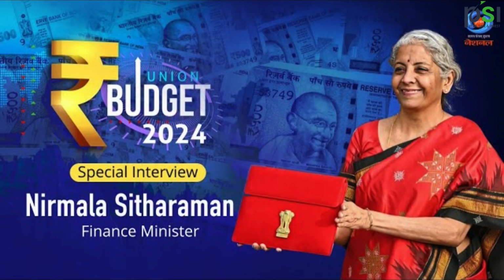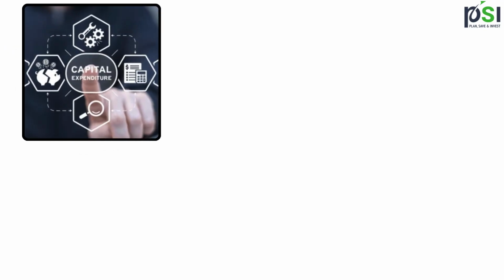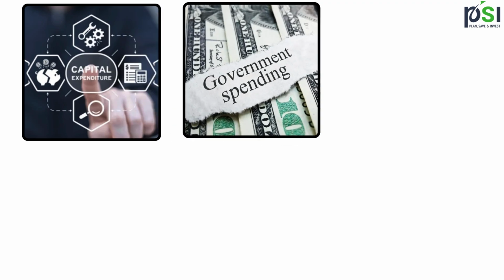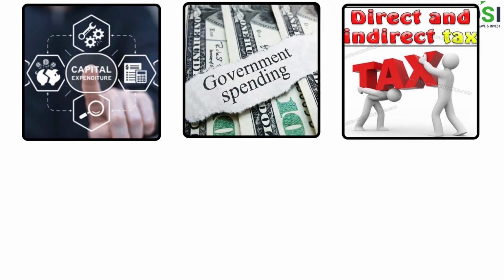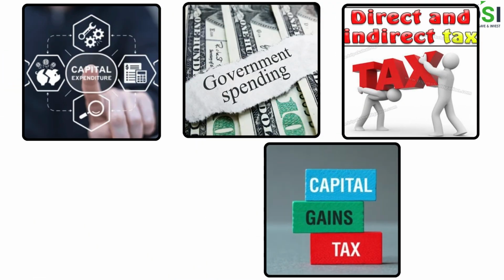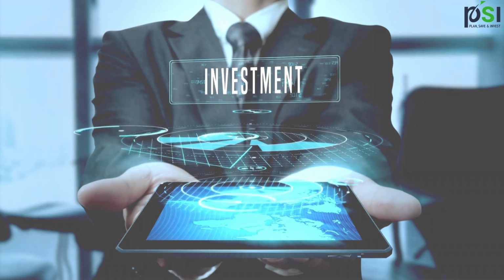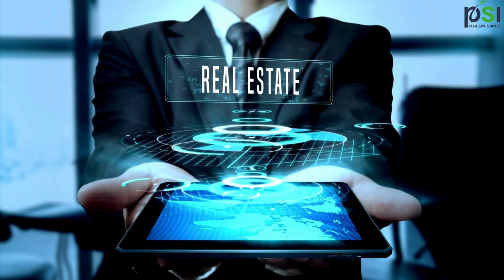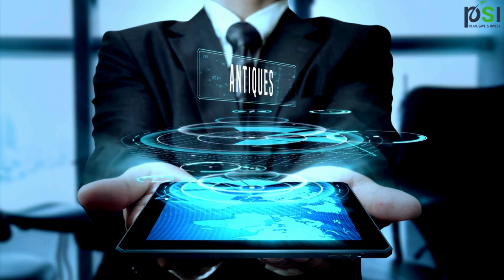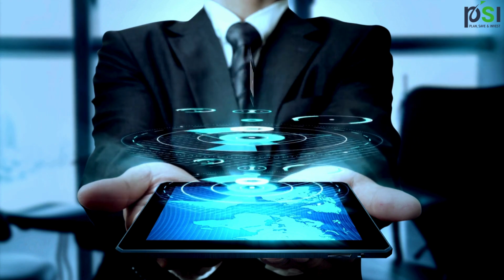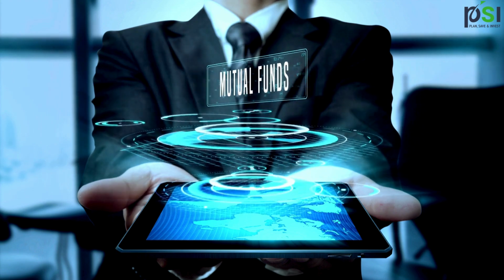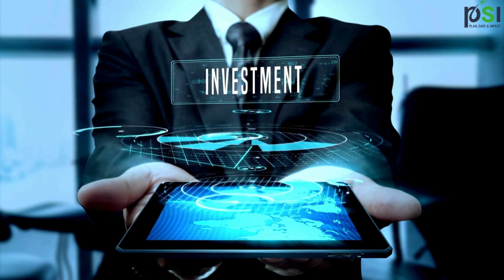Key policies made in areas like capital expenditure, current government spending, direct taxes, indirect taxes, taxes on capital gains, and revenue expenditures. These are the primary factors which influence the investors. So we made this video particularly from the investor's point of view so that they can observe where the money is flowing and invest in the sectors which can benefit them by making profits.